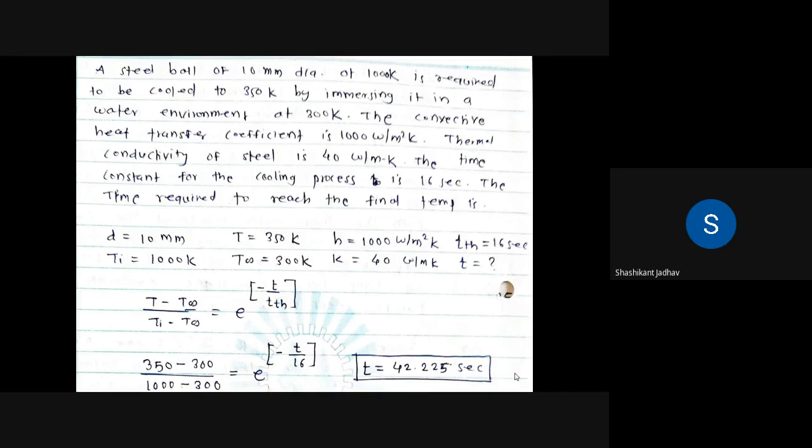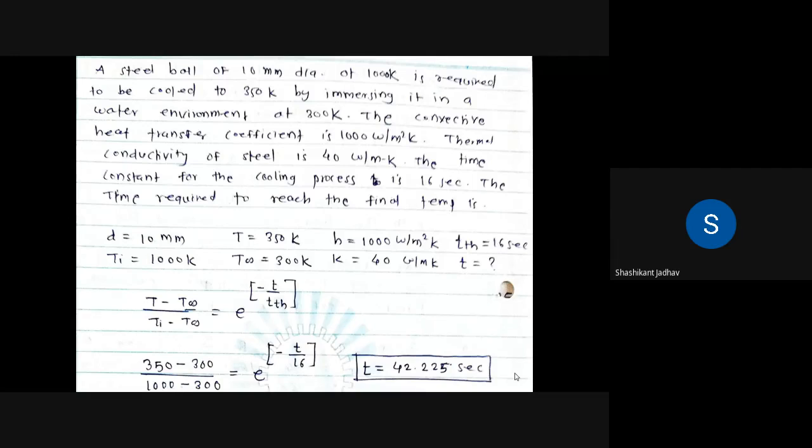The initial temperature is given: Ti is equal to 1000 Kelvin. It is required to be cooled to 350 Kelvin, so after some time the temperature T is equal to 350 Kelvin. This is done by immersing it in a water environment at 300 Kelvin, so the surrounding temperature T infinity is equal to 300 Kelvin.